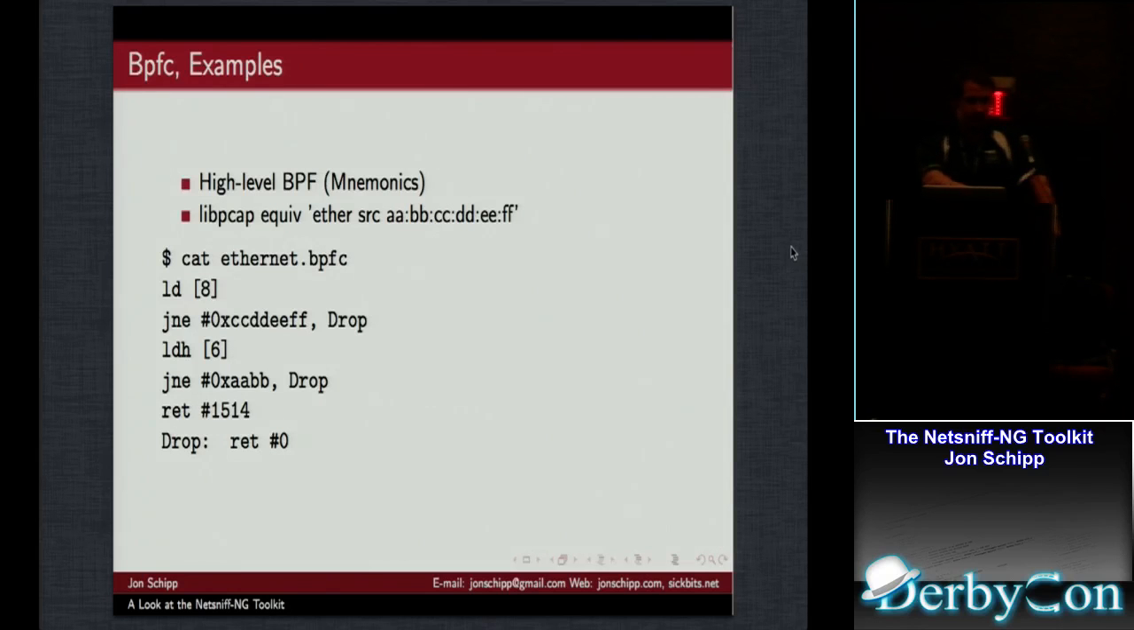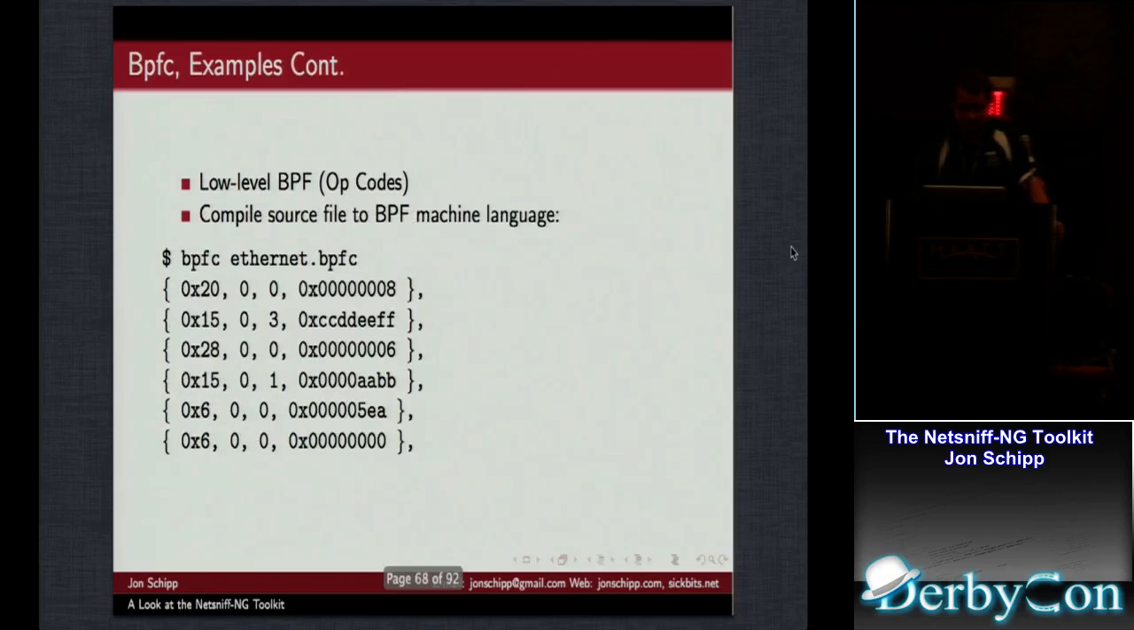So AABB, that's the rest of the frame, the source MAC portion of the frame. If that is equal, then we return 1514. If that is not AABB, then we'll return nothing. We don't match the packet, we don't return it. And this is what happens after you compile, so you get the ugly outcomes.